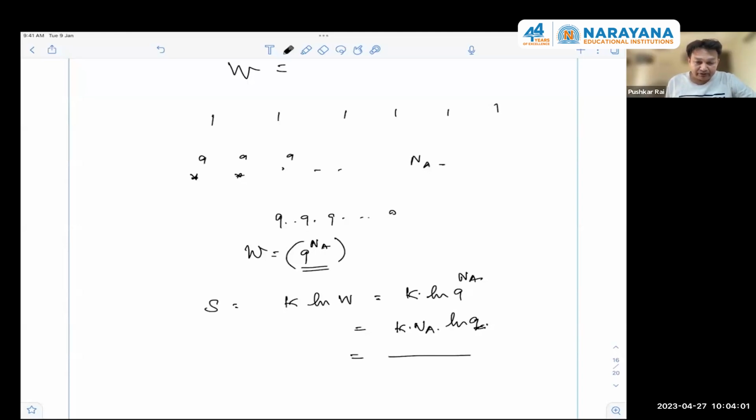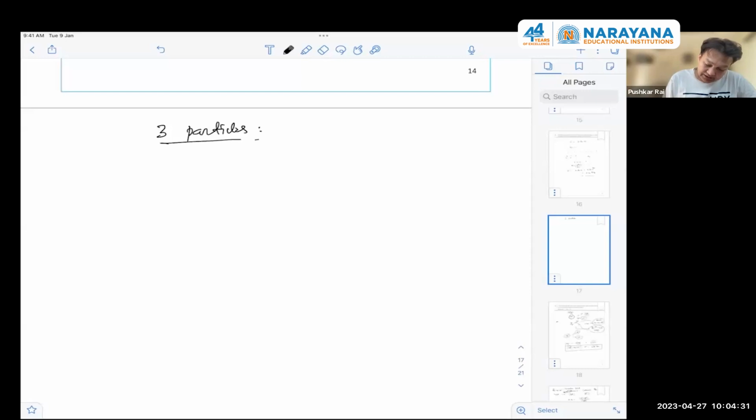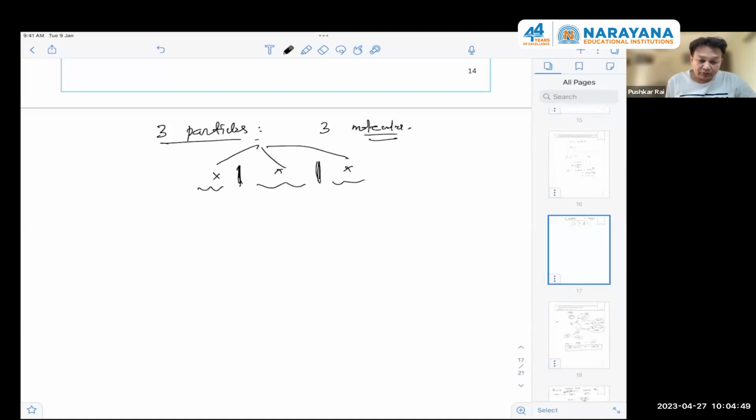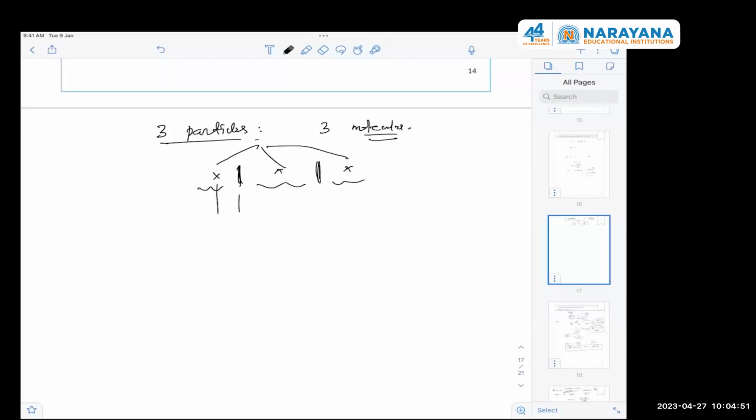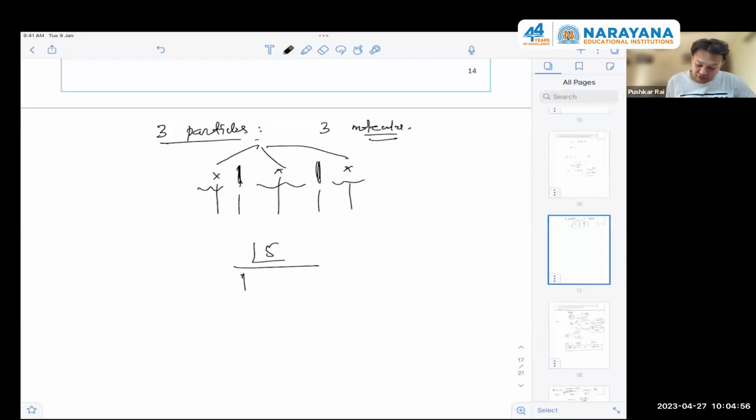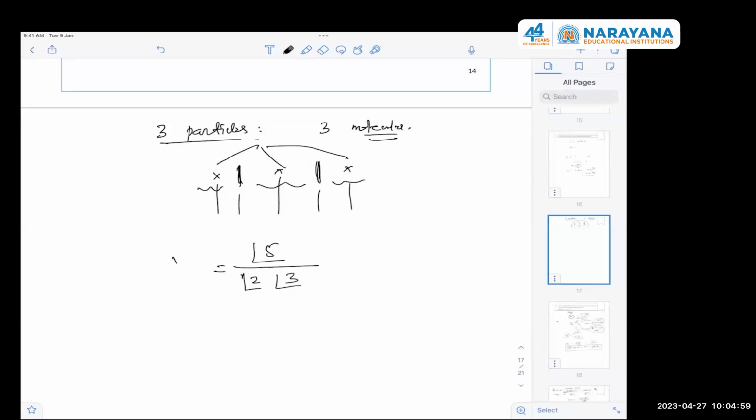That's the beauty of thermodynamics. Do you understand the solution? And I have 3 molecules. In how many ways can I distribute the energy? I'll write it like this. These are the 3 particles, and these are the partitions. This is molecule 1, this is molecule 2, molecule 3. So what is the number of ways? How many objects are there? 1, 2, 3, 4, 5. Factorial 5 over factorial 2 factorial 3 is equal to W.